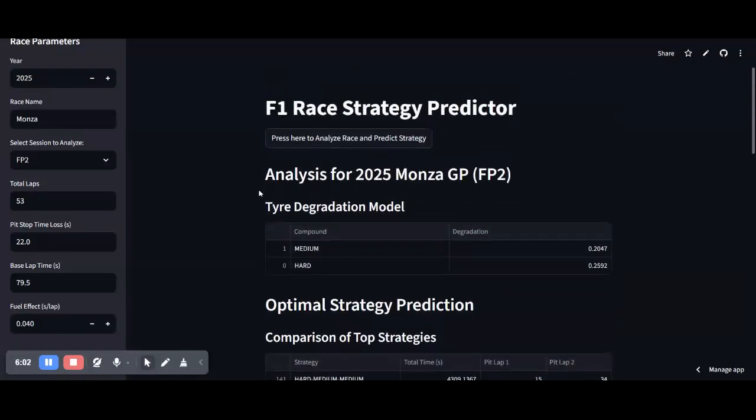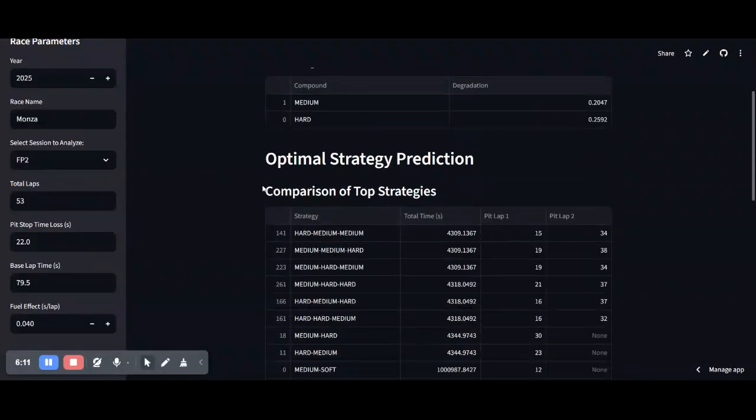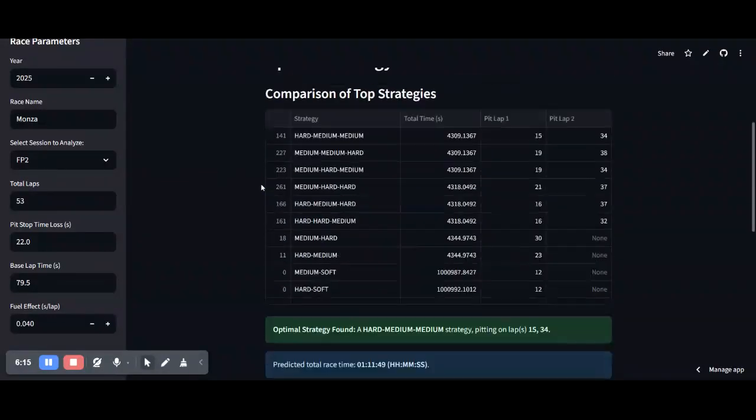Yep, that's it from the prediction of this race. Yeah, you can play around and select the year and race name, and you can see what the optimal strategy will be. Thank you.